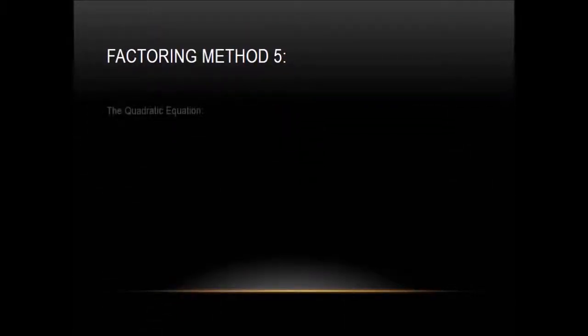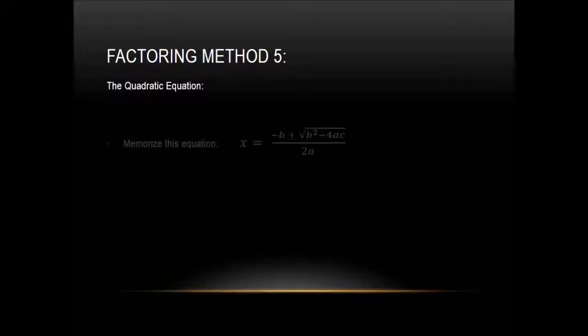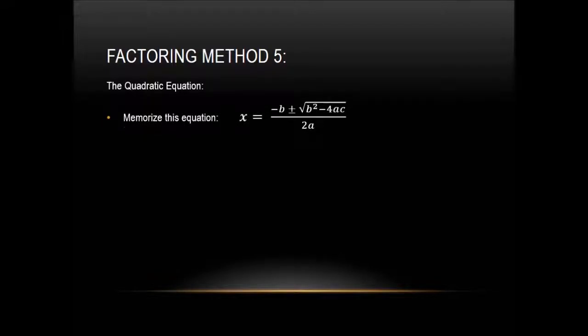All right, factoring method 5, the quadratic equation. This is sometimes the most preferential because when all else fails, you can just go straight to your hard-earned memory. You can just pull that out and use that. So you got to look at this, memorize this. My teacher used to sing a song when I was in high school. She used to say x equals negative b plus or minus the square root of b squared minus 4ac all over 2a. Whatever helps you, whatever you can think of, go for it, all right?